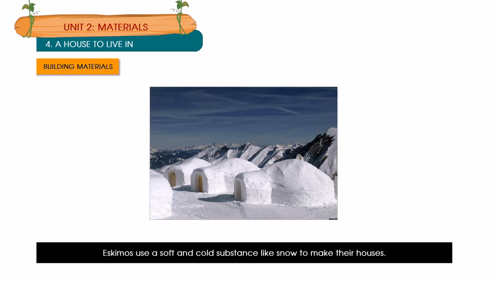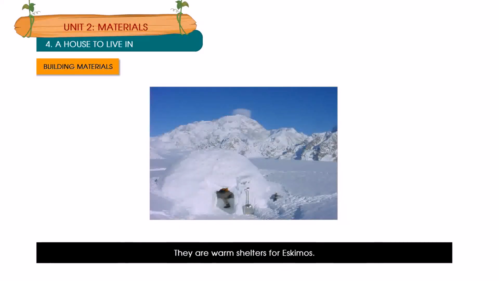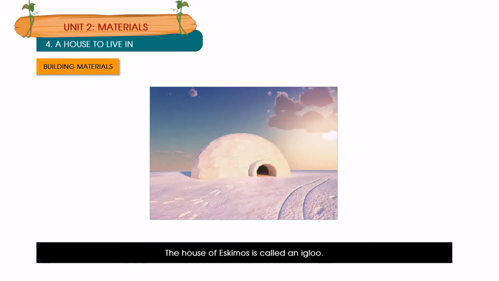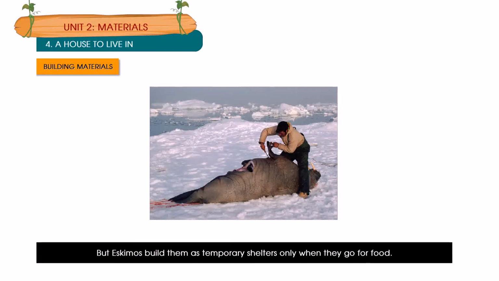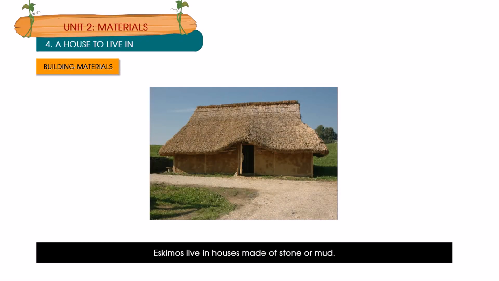Eskimos use a soft and cold substance like snow to make their houses. They are warm shelters for Eskimos. The house of Eskimos is called an igloo. But Eskimos build them as temporary shelters, only when they go for food. Eskimos live in houses made of stone or mud.